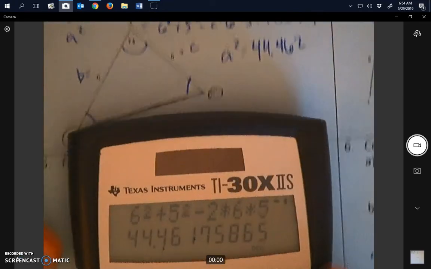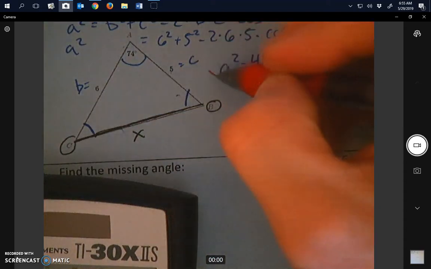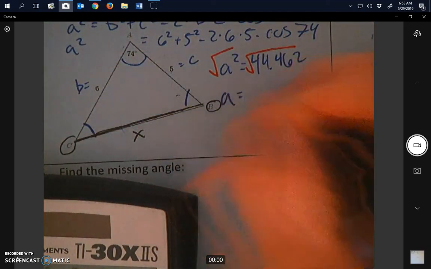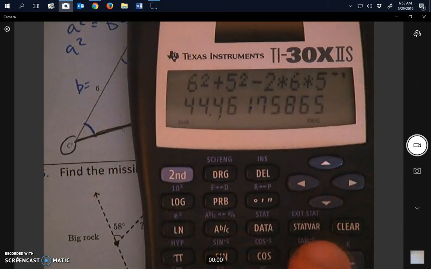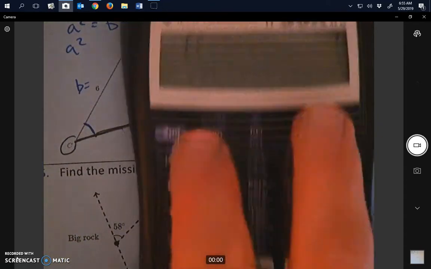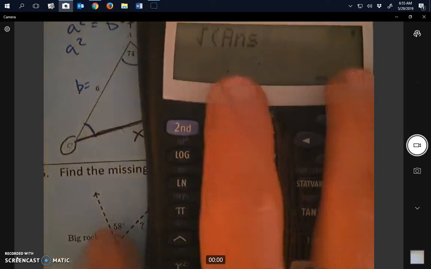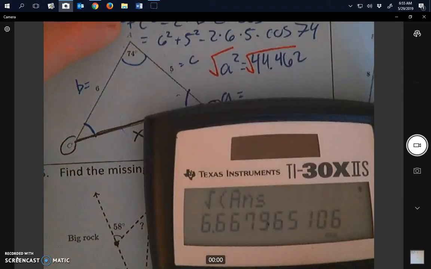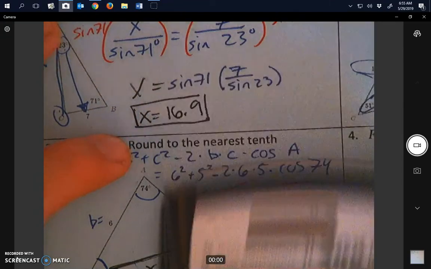To get A by itself, we have to square root both sides. So we get A is equal to the square root of this number. So I'm going to do square root, and then second, hit my answer key way down here, which copies my answer into calculator, and we get 6.667. I say round to the nearest tenth on the question, so we're going to get 6.7.